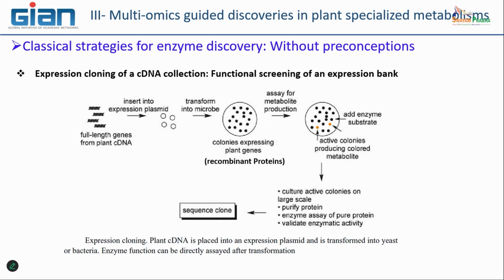One of the other interesting things that has been particularly developed for metabolites that have some color property, for carotenoids, for example, in general, is to screen what we call an expression bank. What is an expression bank? Any idea? We have spoken about a cDNA library or bank. This is the same. What is an expression bank?